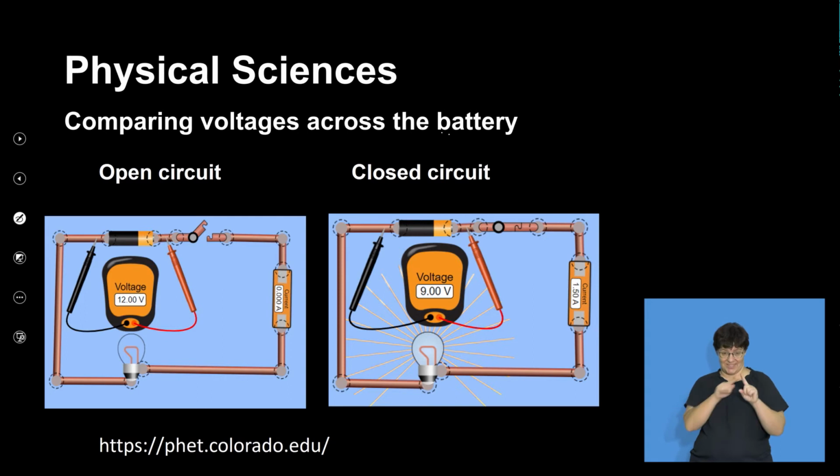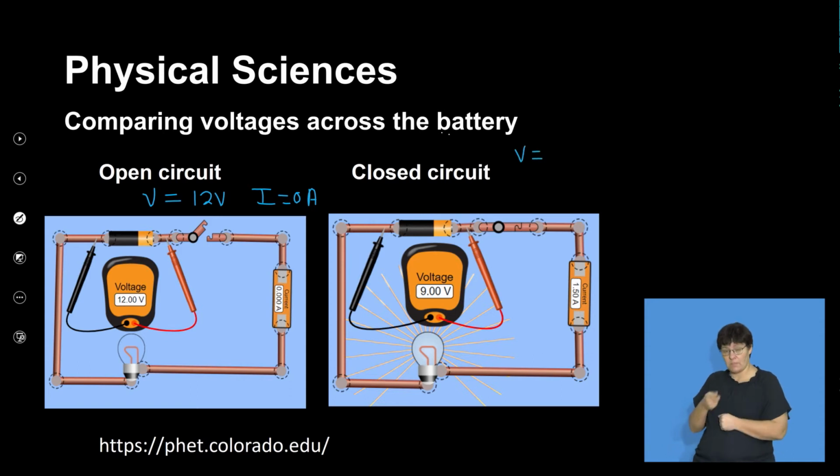We knew that when we connected the voltmeter across the battery, when the switch was open, we got a voltage of 12 volts, right? And a current of 0 amperes. That was for the open switch. But for the closed circuit, or closed switch, we got a voltage across the battery, and we must emphasize that, of 9 volts. And the current was now 1.5 amperes.